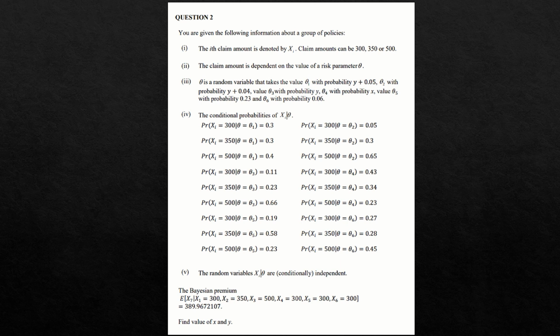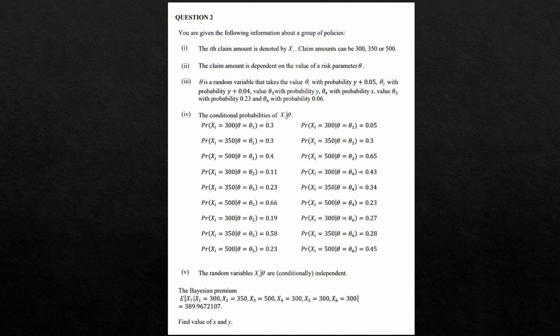Third, theta is a random variable that takes the value theta 1 with probability y plus 0.05, theta 2 with probability y plus 0.04, theta 3 with probability y, theta 4 with probability x, theta 5 with probability 0.23, and theta 6 with probability 0.06. The fourth piece of information gives us all the information about X given theta. Fifth, the random variables Xi given theta are conditionally independent.